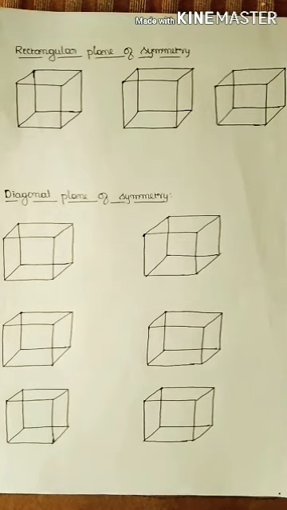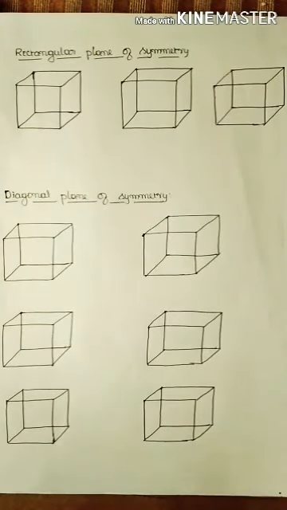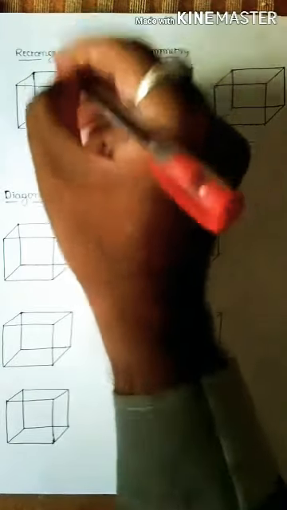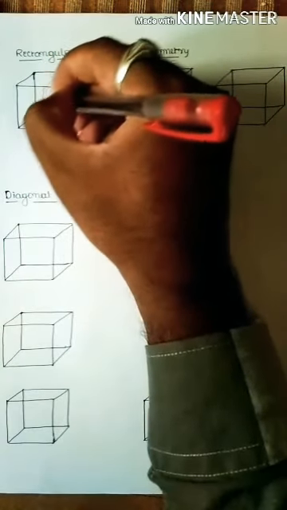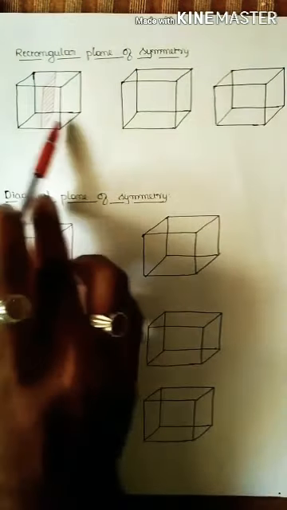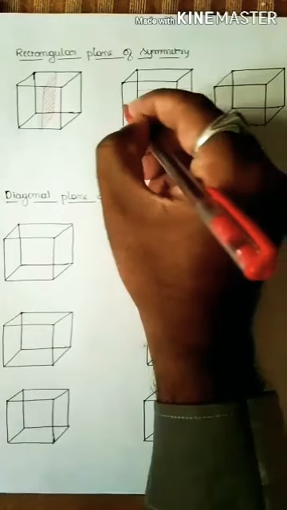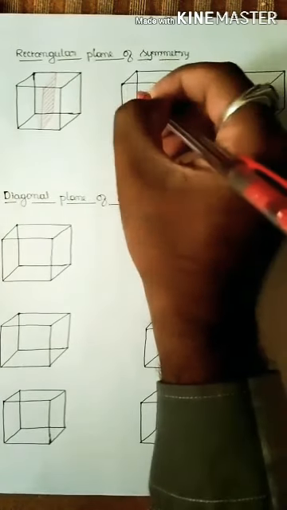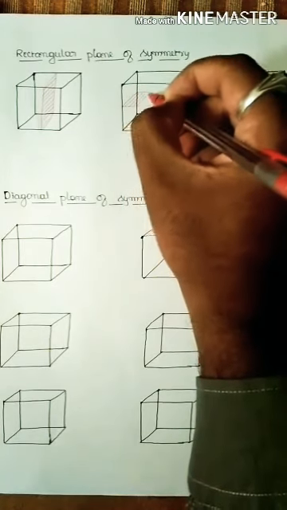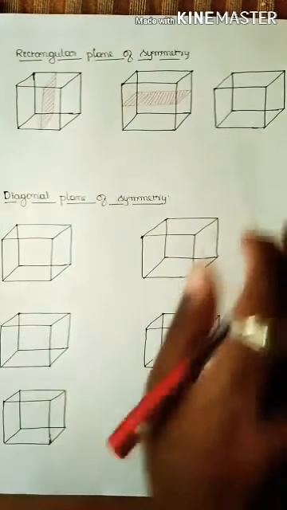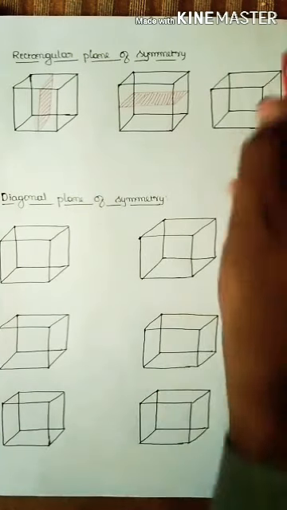So now we shall look over the 3 rectangular planes of symmetry that are present in the cubic crystal. As we said, a rectangular plane means the plane passing through opposite faces. Here, the first plane is the vertical plane that cuts the crystal into 2 equal halves, and each part is exactly the mirror image of the other. The second rectangular plane is like this. And thirdly, the rectangular plane will be like this.